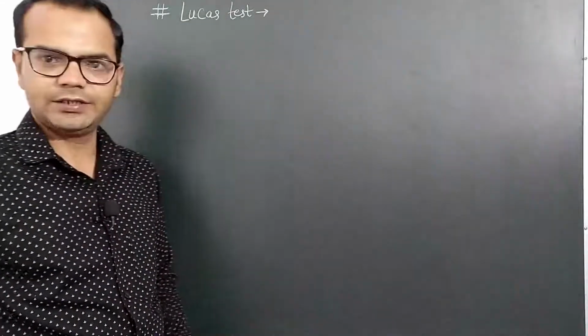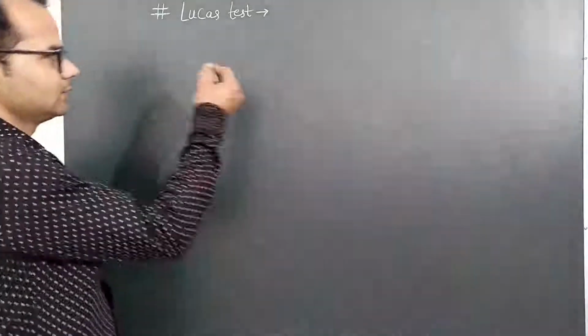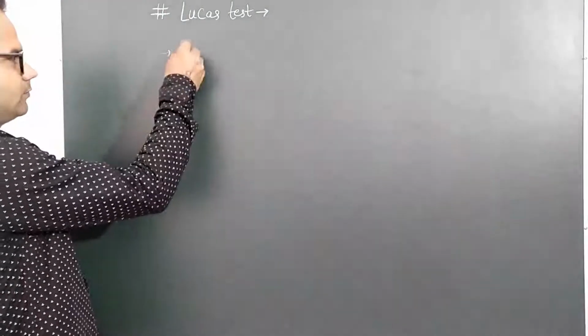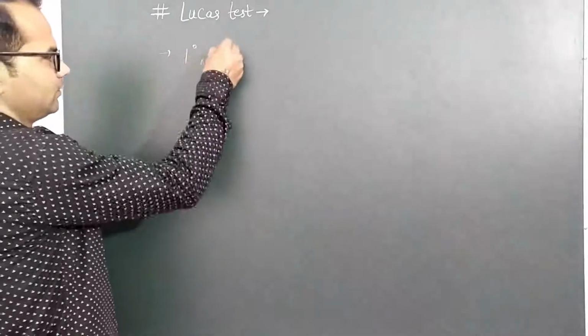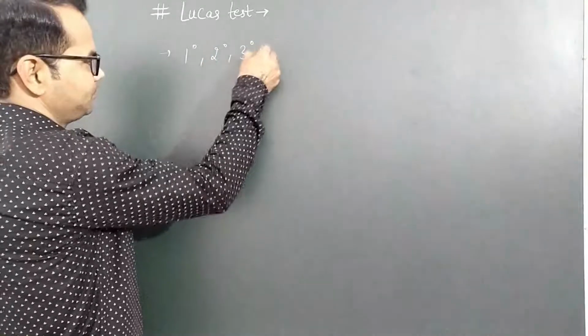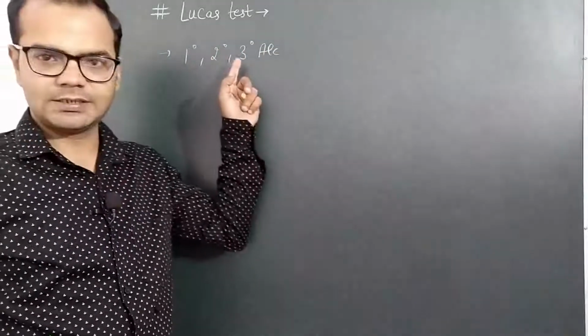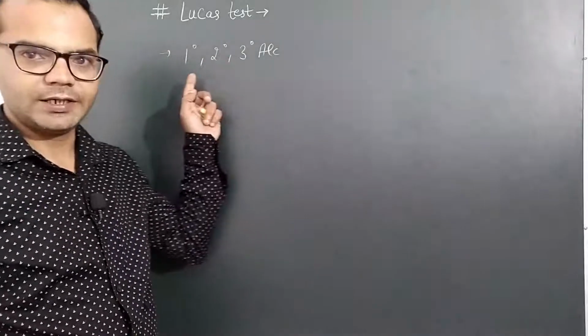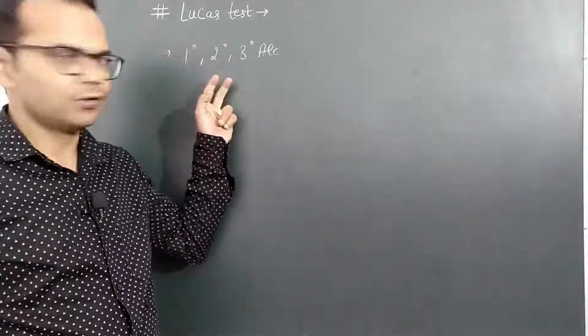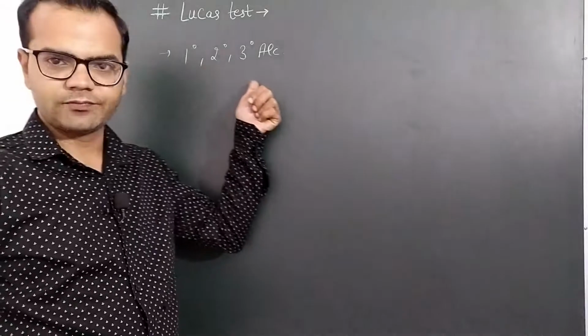Today our topic is Lucas test. Lucas test is used to identify the nature of alcohol. We have three types of alcohol: 1 degree alcohol, 2 degree alcohol, and 3 degree alcohol. With the help of Lucas test or Lucas reagent, we can identify whether the given alcohol is primary, secondary, or tertiary.